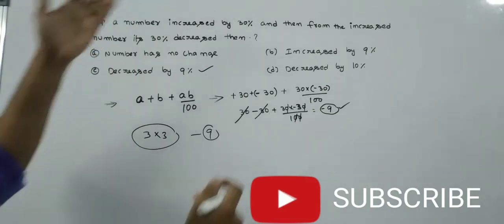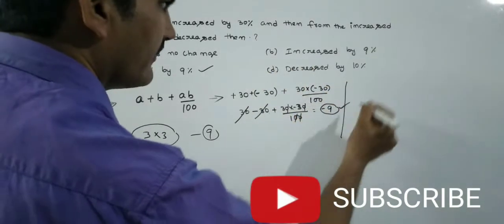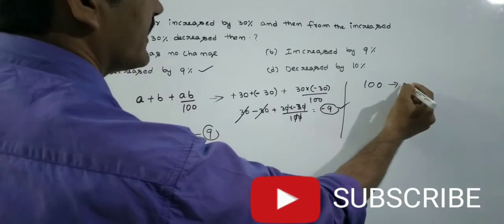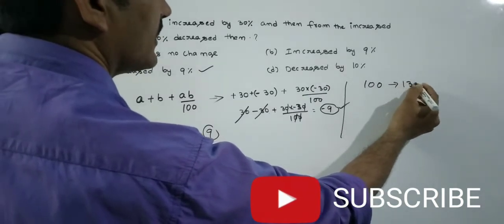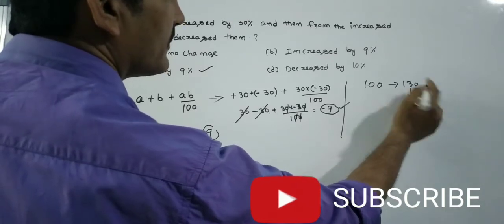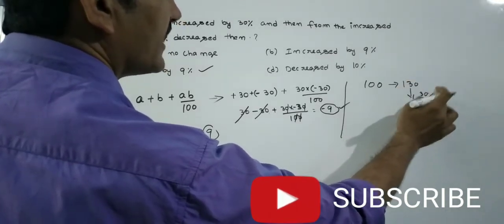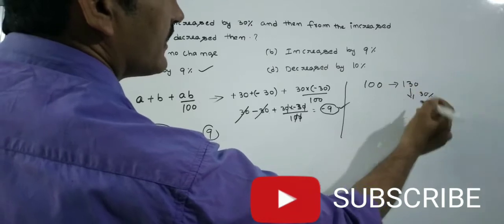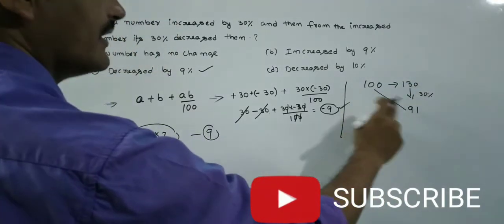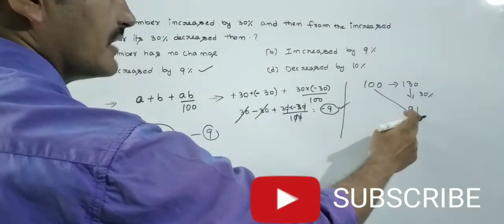See friends, we will cross check it. If a number is 100, then first increased by 30%, that means 130. Again decreased by 30%, that means 30% of 130 is 39. 130 minus 39, how much? 91. See friends, the original number is 100, the final number is 91.